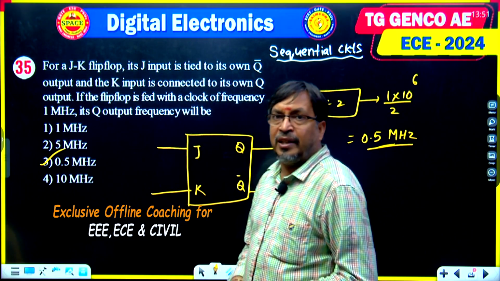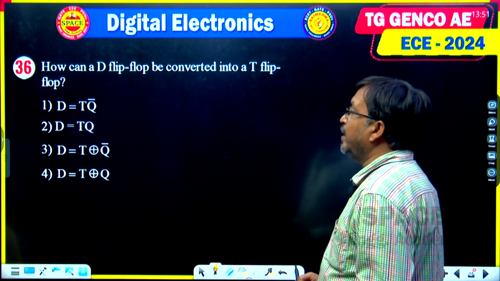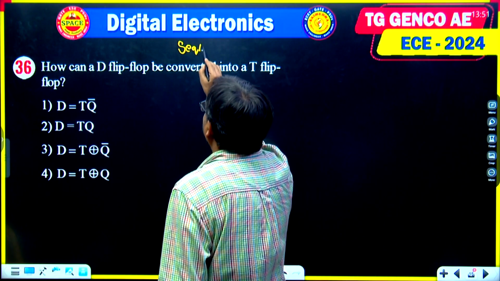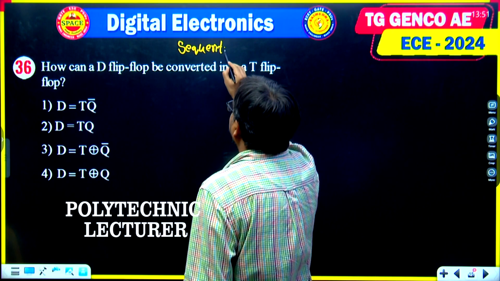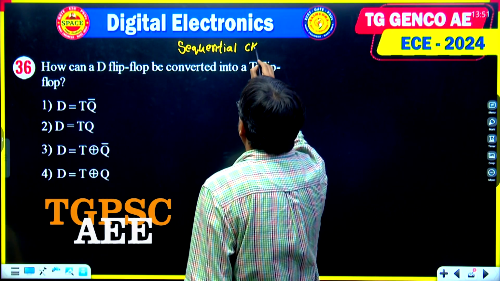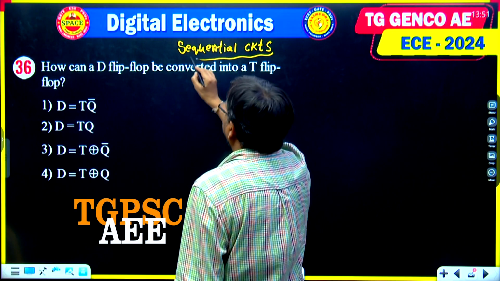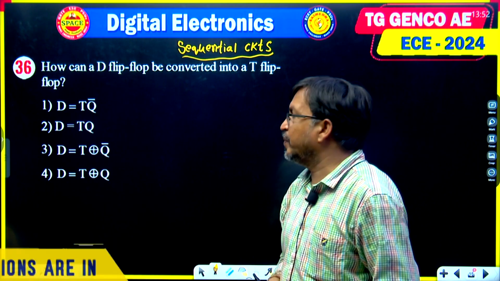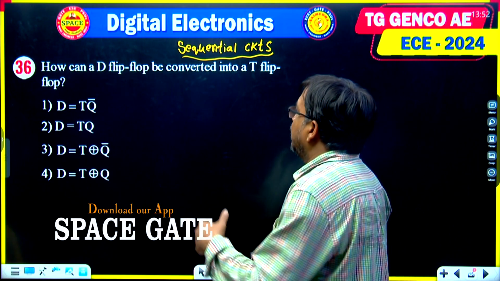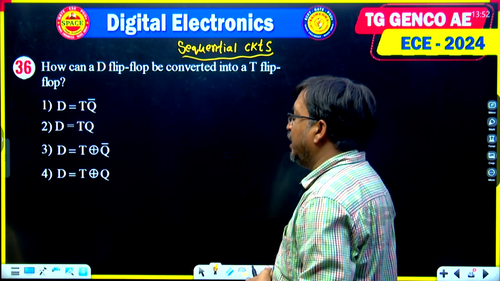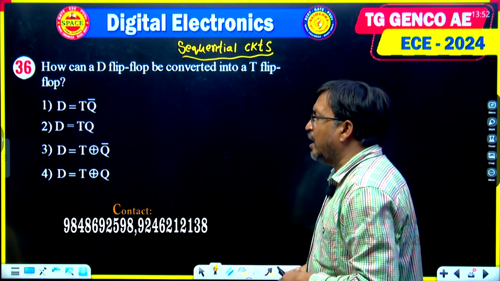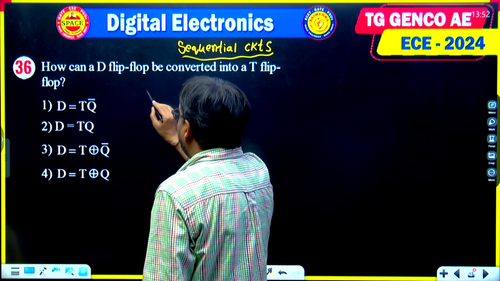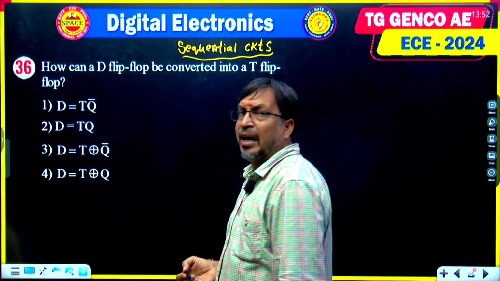Students, next question, question number 36. This is also related to sequential circuits. How can a D flip-flop be converted into a T flip-flop? Here it is given: D equal to T Q bar, D equal to T Q, D equal to T XOR Q. This means you need to know the two truth tables of the D flip-flop and the T flip-flop.